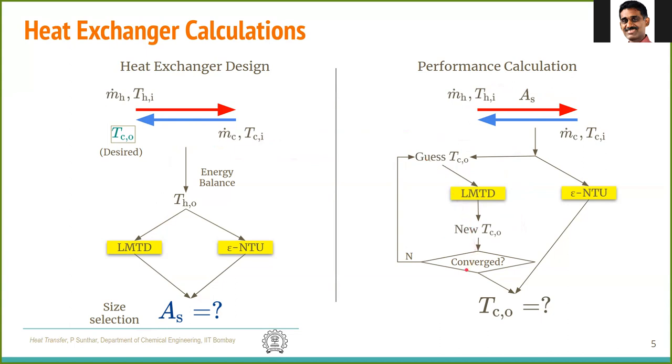Which means it is not converged. It's an iterative process. Then again, you have to go through this process, keep iterating. And then finally, after convergence, you will get a final TCO value. That is the cold fluid outlet. So in both cases, the epsilon NTU method is a straightforward way to do it. The LMTD method is, although simple, in this particular case, an iterative procedure.